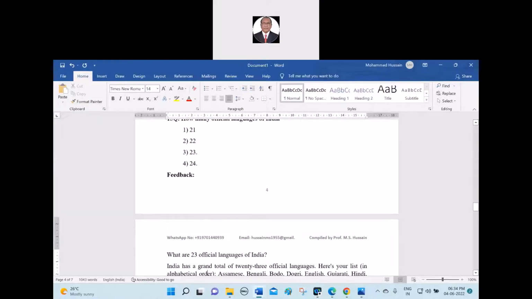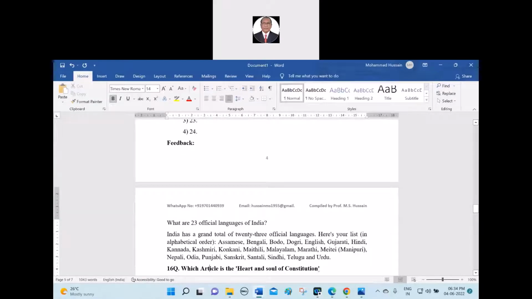So Punjabi is there, Sanskrit is there, Santali is there, Sindhi is there, Telugu and Urdu. So that is the total in alphabetical order. And a supplementary question: in which schedule are the languages included?